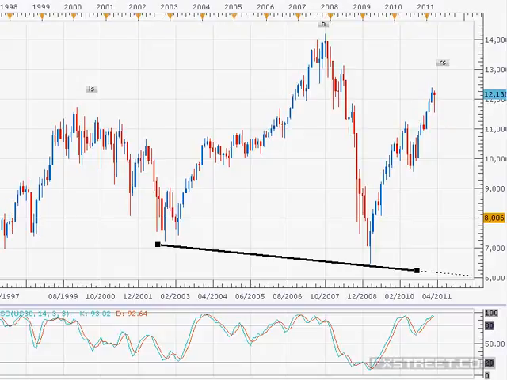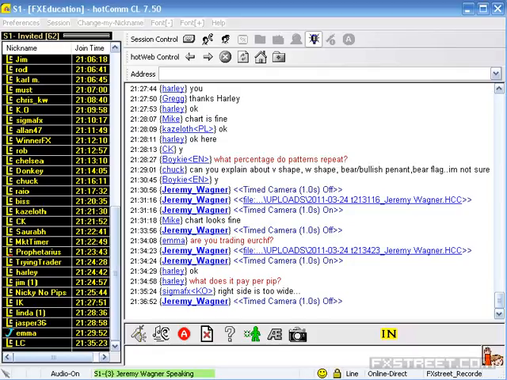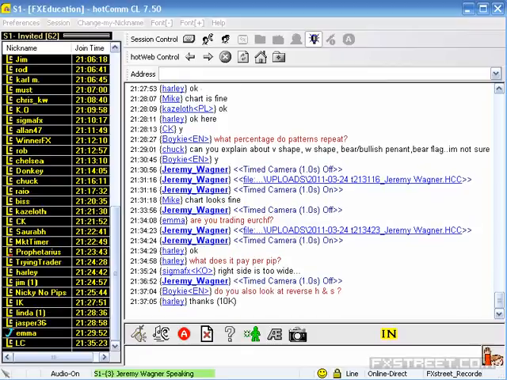All right, let's move on here to Harley's question: what does it pay per pip on the Dow 30? I believe one lot is going to be $1 per pip. Let me check the station here real quick. So yeah, if you trade that at one lot, it will be $1 per pip. Okay, let's move on here.